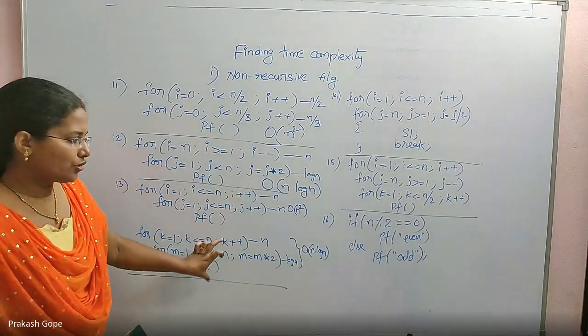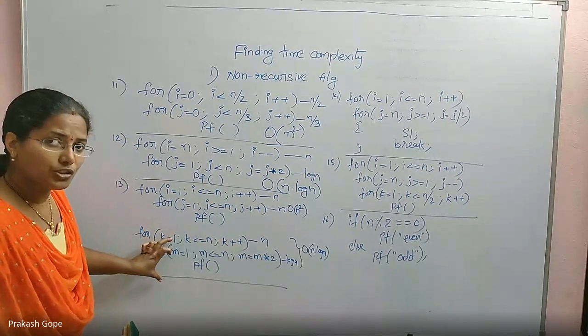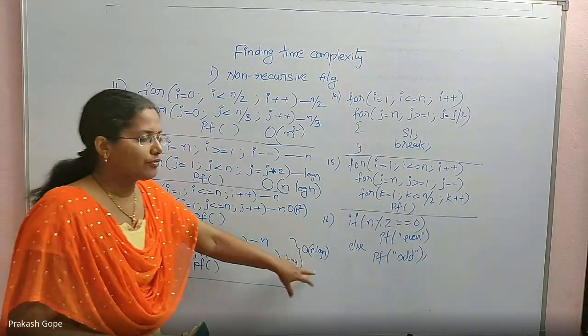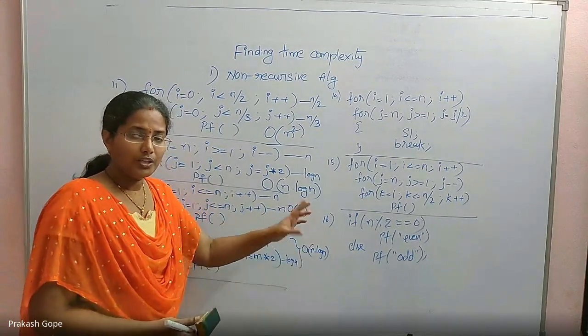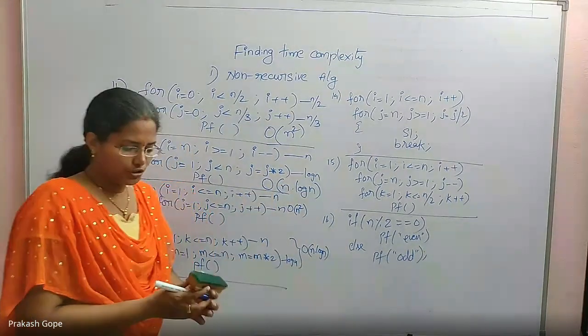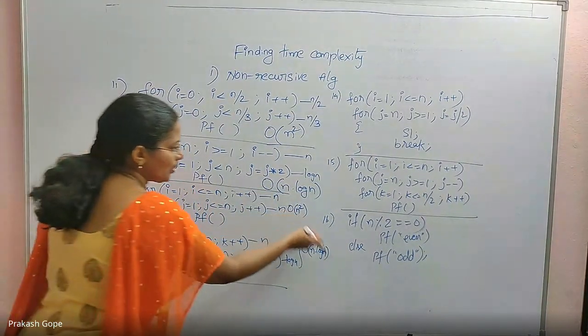This is f of n, g of n. What is f of n plus g of n? It is equal to big O of the maximum of these two. That's what I gave you: maximum of the right hand sides. So whichever is maximum among them, that is the time complexity of the whole algorithm. So n square and n log n.